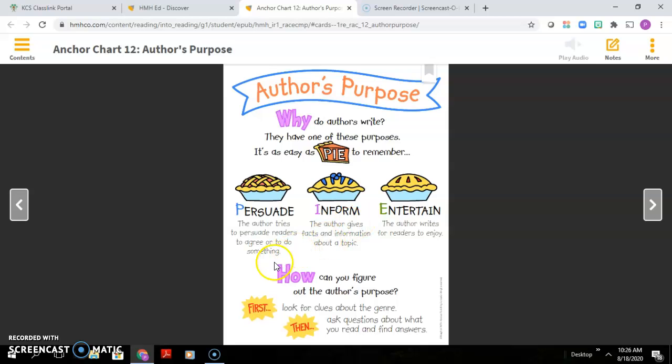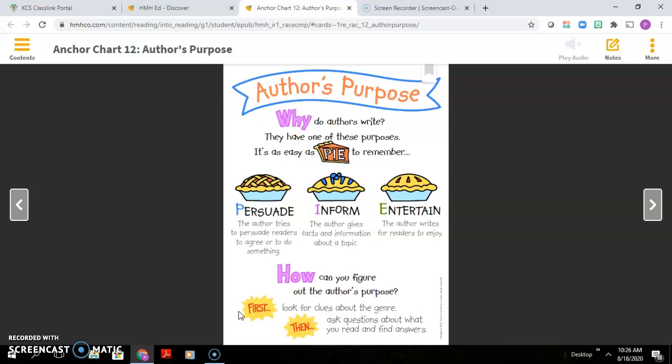Now, how can you figure out the author's purpose? Well, first, you're going to look for clues about the genre. And genre means the type of book it is. Is it a fiction book, a book that's going to entertain you or try to persuade you? Or is it a nonfiction book, a book that gives you information and informs you about a topic?